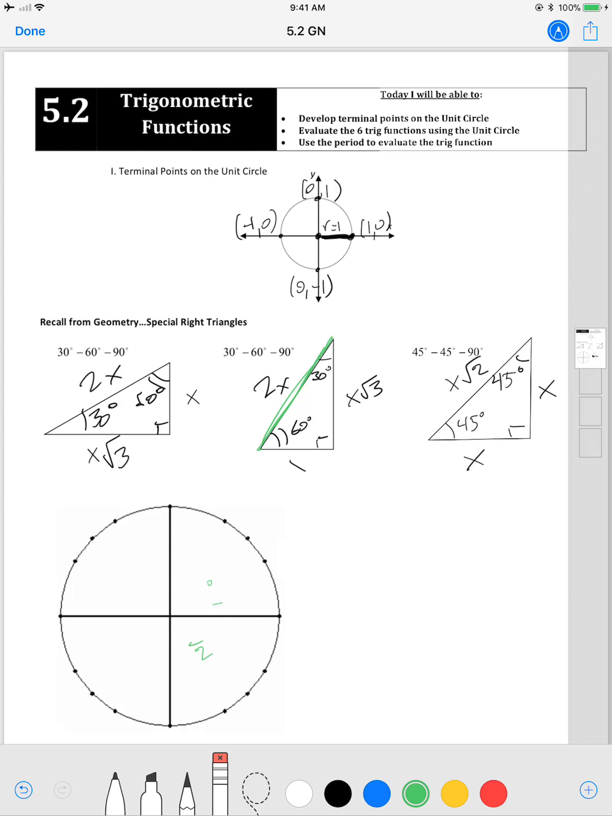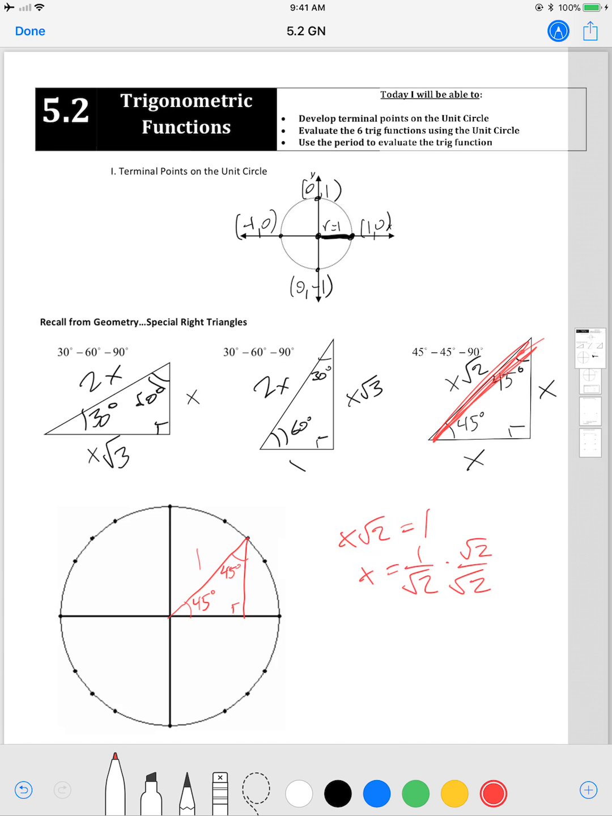And finally, we can take a look at the 45, 45, 90 triangle, right here, this was 45 degrees, so that means this is 45 degrees and this is a right angle. The hypotenuse is 1, and then if the hypotenuse is 1, then x is 1 over the square root of 2. And remember, we don't usually leave a square root in the denominator. We do what we call rationalizing the denominator.